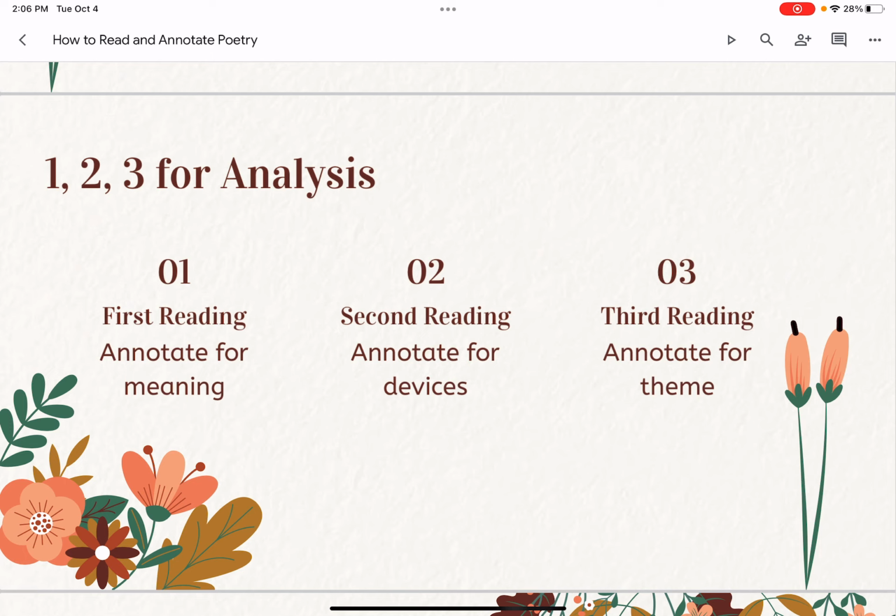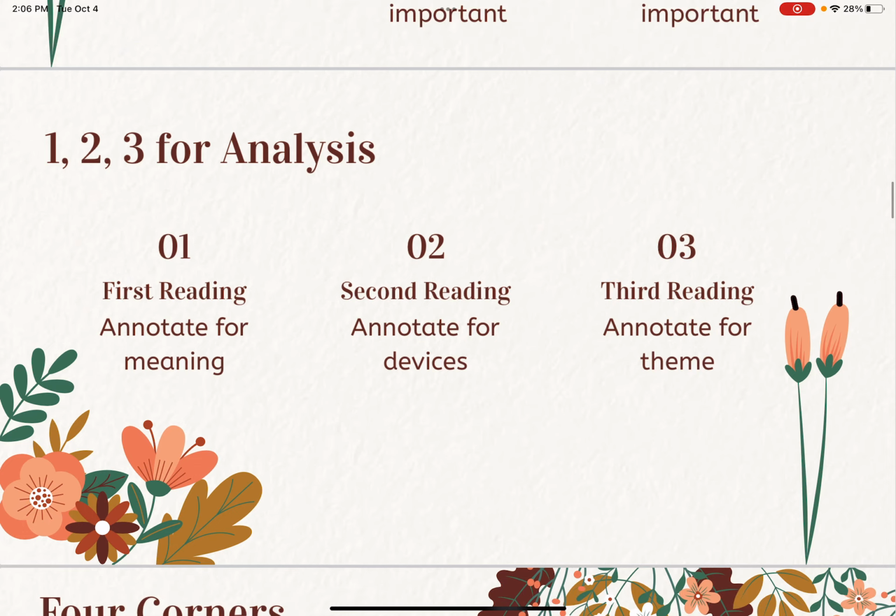Then in your second reading, you can annotate for devices, where you start to identify devices, analyze devices, look at the form, look at the structure. And then on your third reading is where you start to figure out the theme. What is the message of the poem? And how does it all work together?